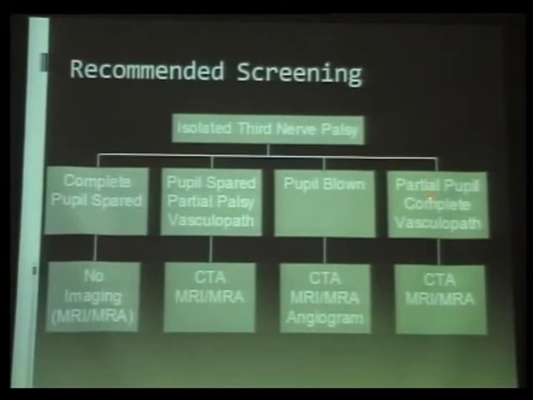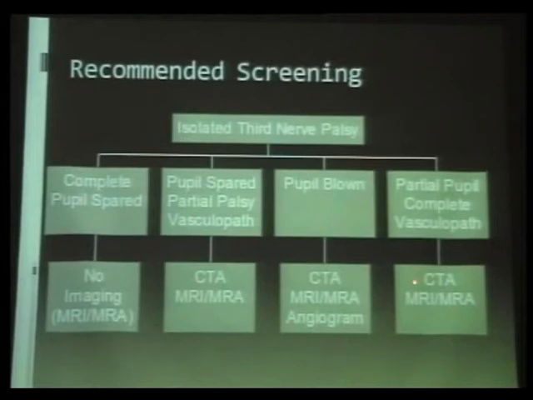Same thing if the pupil is slightly larger, but the palsy is complete and they're a vasculopath. They had surgery in this eye for cataract, or the pupil is reactive, but it's not as reactive as the other eye, or 10 million reasons why the pupil might be quote-unquote partial, like diabetes or some other reason. In that setting, non-contrast CT-CTA combination followed by MRA is probably good enough.